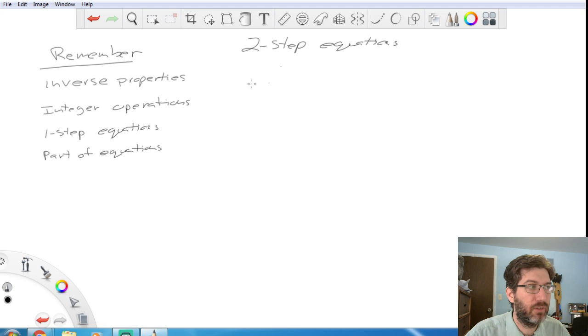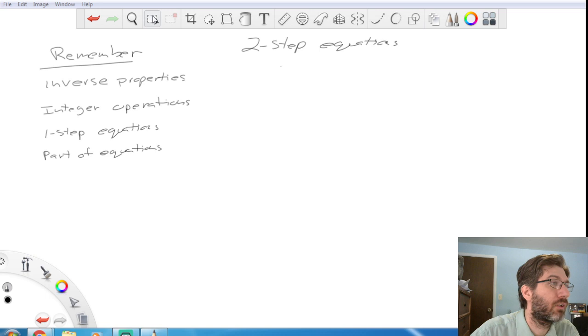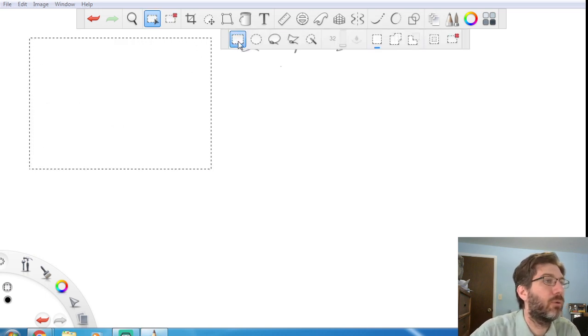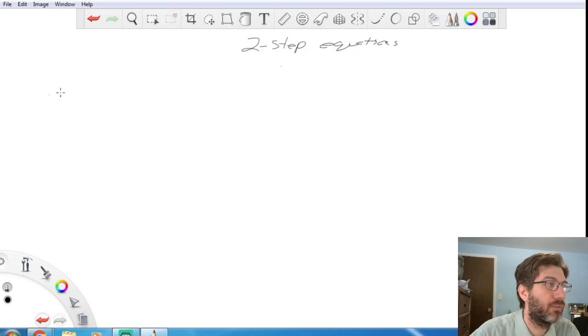Parts of an equation, those are things like what's a coefficient, what's a constant, what's a variable, things like that. So with that, we can get into two-step equations. Following along with the PowerPoint, there's a whole bunch of examples we're doing today, and that's really all we're doing.